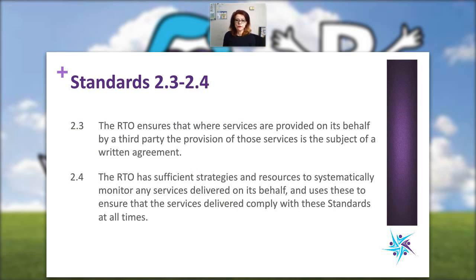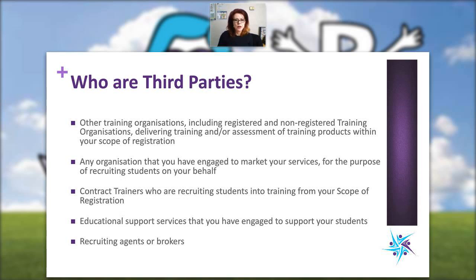Okay, so standards 2.3 and 2.4. 2.3 says the RTO ensures that where services are provided on its behalf by a third party, the provision of those services is subject to a written agreement. So we'll be looking at the written agreement requirements today. 2.4, the RTO has sufficient strategies and resources to systematically monitor any services delivered on its behalf, and uses these to ensure that the services delivered comply with the standards at all times. So it's your responsibility as an RTO to ensure that any third-party arrangements are complying with the VET Quality Framework and your policies and procedures within your organisation. And that's basically what these two standards are about.